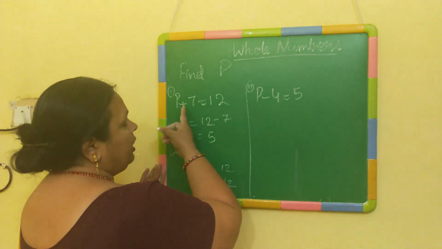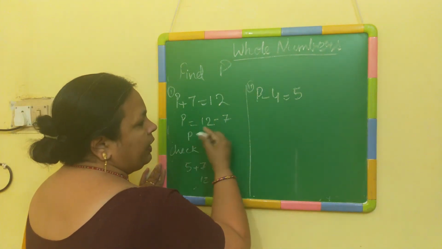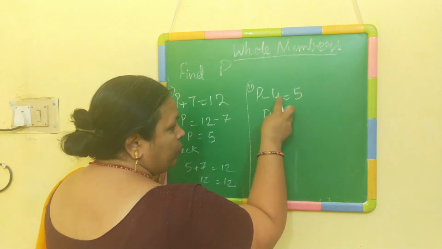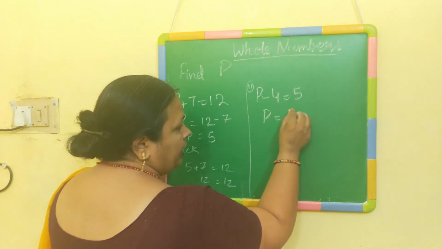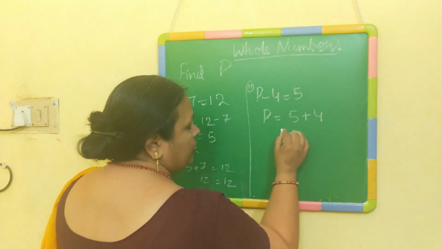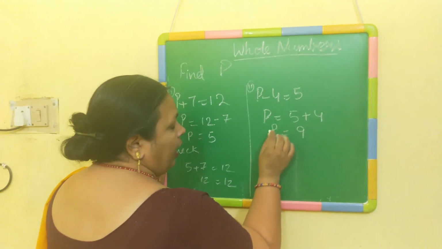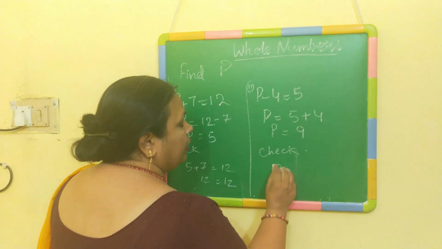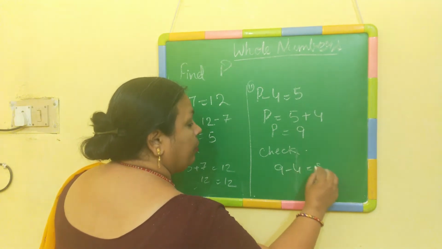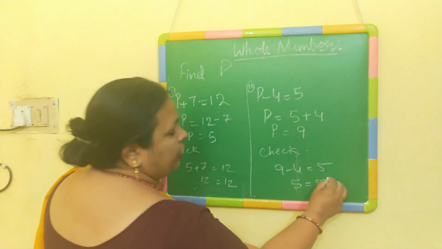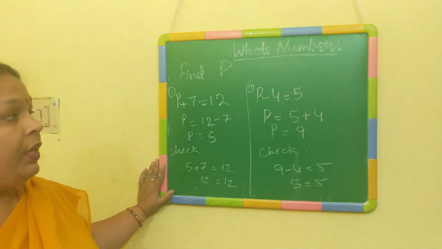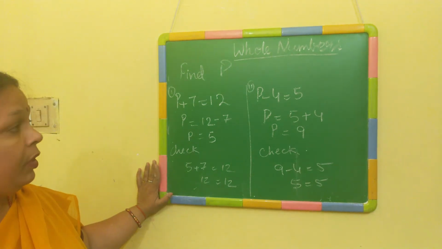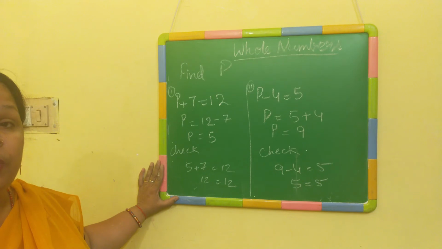Similarly on this side, here we have moved plus 7 to the other side as minus 7. Here we will move minus 4 to the other side as plus 4. Now this will become 9, and the P value is 9. If you want to check it, 9 minus 4 will be 5, and here also 5, and here also 5. So we have concluded that we have found the value of P and also verified it. Let's move to the next example.